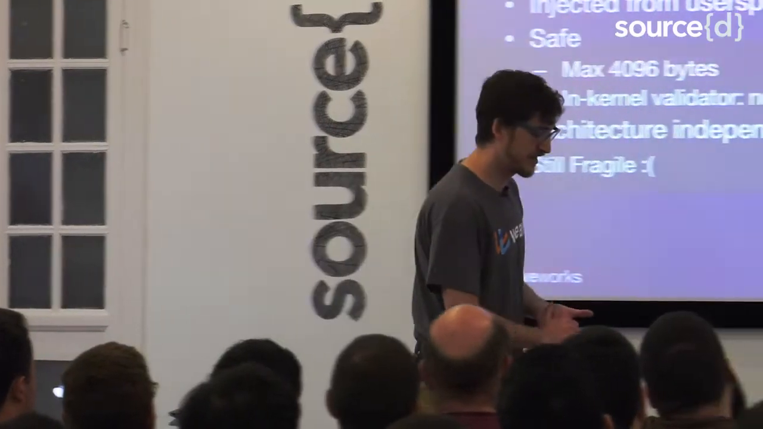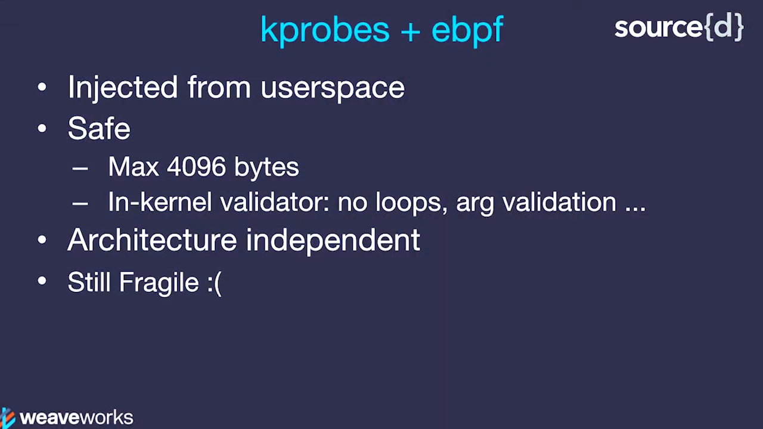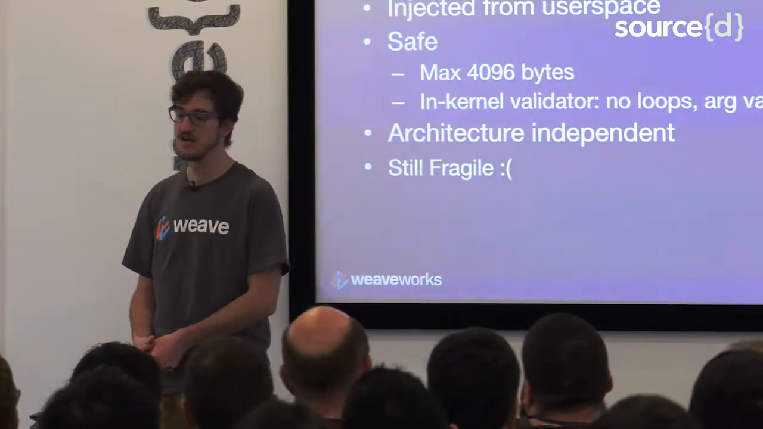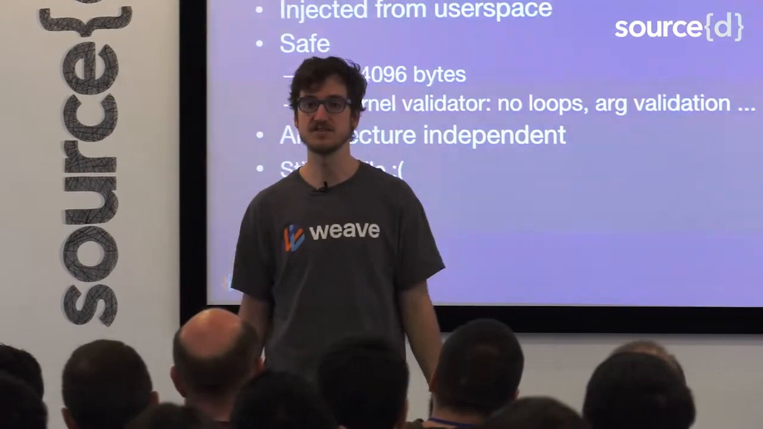So with eBPF, we can define our bytecode program, but instead of being used to filter packets, we can inject a Kprobe in the kernel defined by the bytecode. And it's safe. It's limited in size, so the kernel won't accept programs bigger than 4K, 4 kilobytes. And there's a kernel validator which makes sure that your program is safe before executing it. So it does things like make sure there are no loops, validates the arguments passed to functions, and so on.